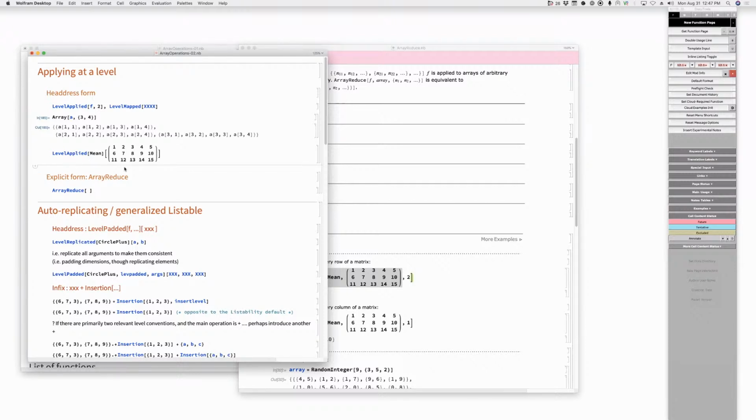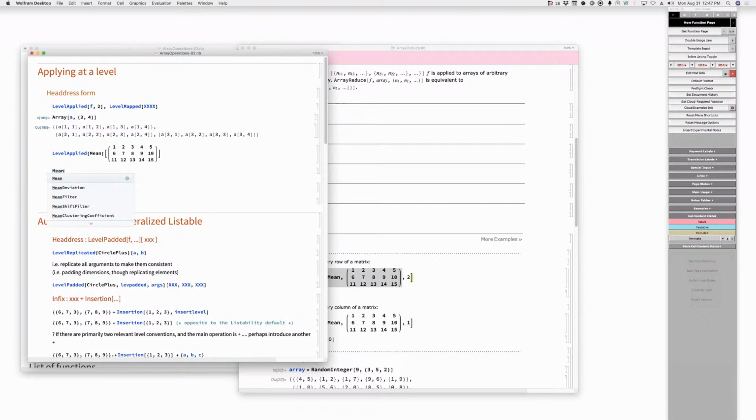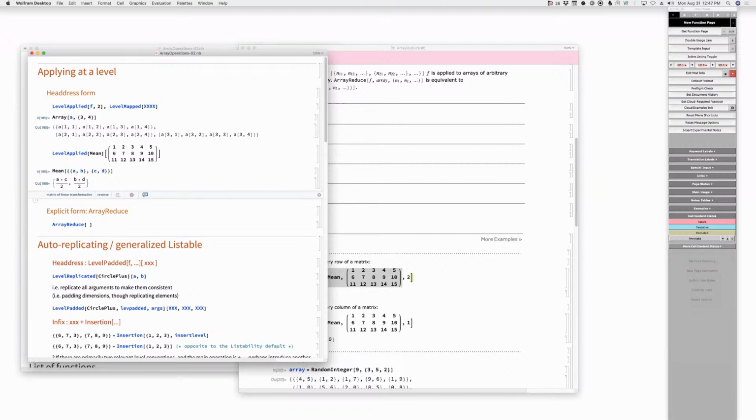What does mean do ordinarily? It would work at level 1, right? So mean will work at level 0, right? It will take the whole expression. Well, so that's why, but you have to map it at level 1, and you get, as Christopher was saying, the equivalent of the ArrayReduce at level 2.